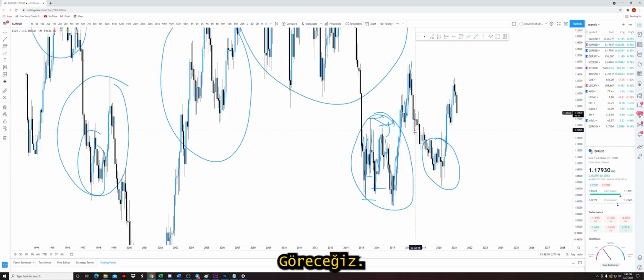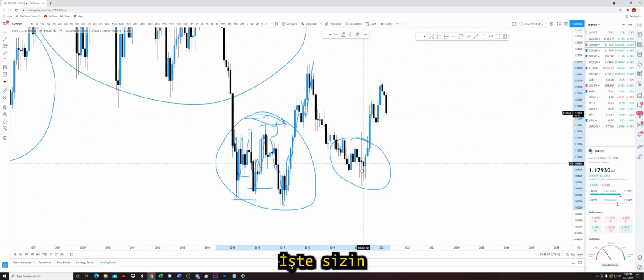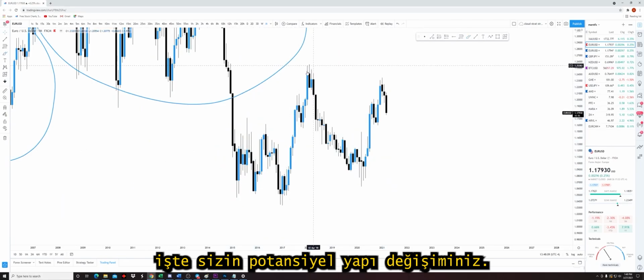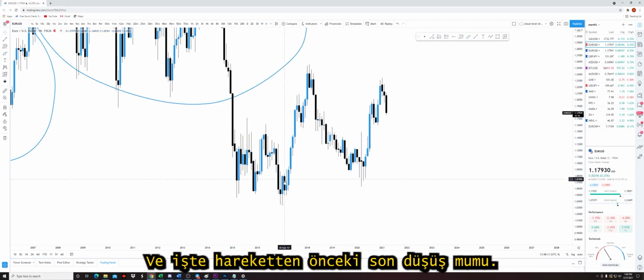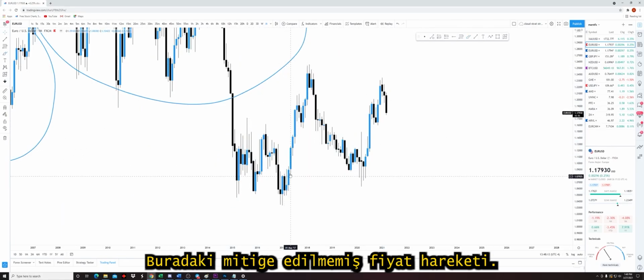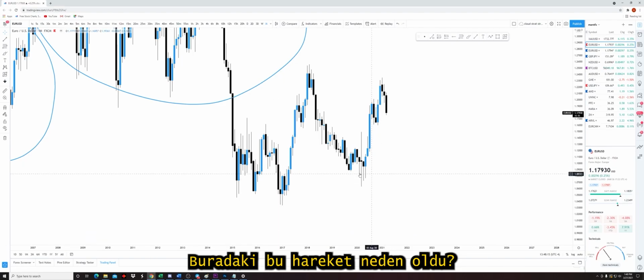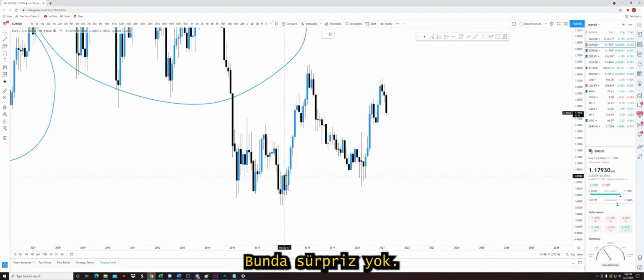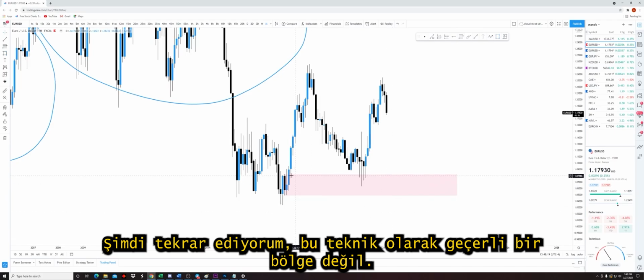We go to a monthly, we'll see that. Here's your shift in structure potentially, and here's your last down candle before the up move. Unmitigated price action in here. Why did this move here happen? There's no surprise about it. It's because of this. Now again, this is technically not a valid zone, but guess what?